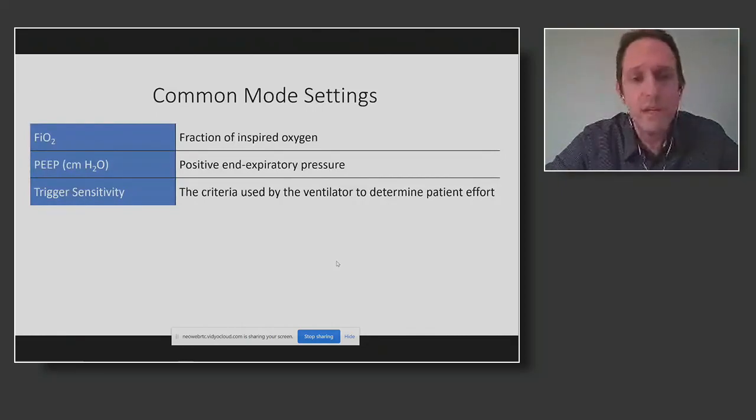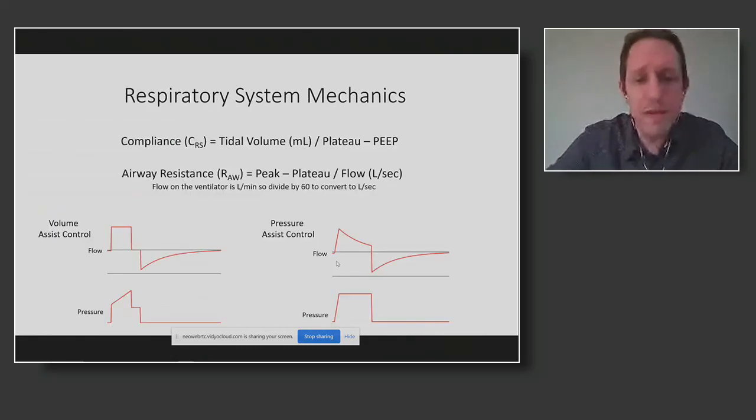So FiO2 is just the fraction of oxygen that we're delivering to the patient. PEEP is positive end expiratory pressure. Of course, the trigger sensitivity is simply the criteria used by the ventilator to determine patient effort. Now, there are two main conventional modes of ventilation: volume assist control and pressure assist control.